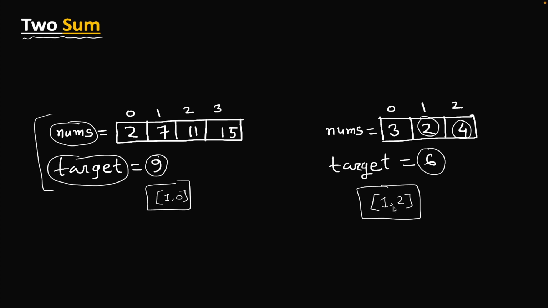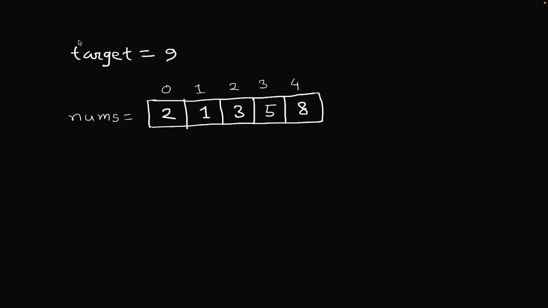Now let's see how to solve this problem. For example, we have target equals 9 and we have this integer array 2, 1, 3, 5, 8. First, let's talk about the naive solution. In the naive solution, we are going to generate all possible pairs from this nums array, and check if a pair adds to the target; if so, we return the indices of that pair. But this solution takes time complexity of n squared, and space complexity constant.